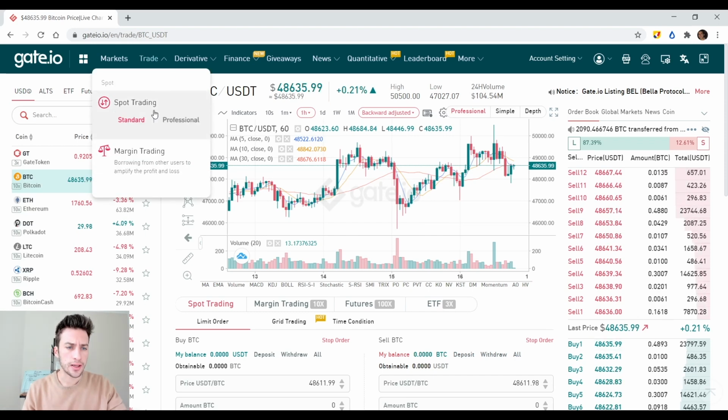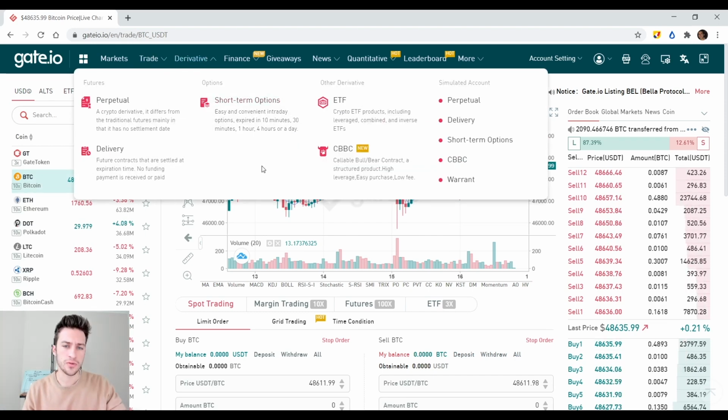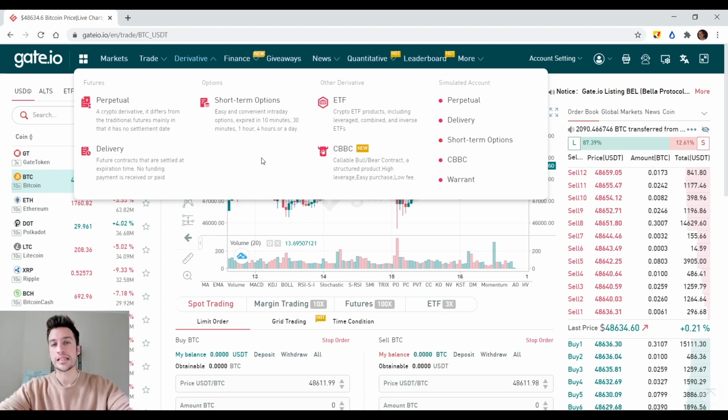So that's one. Margin trading is another. Derivative, I have so much to explain here. I'm going to try to do this in 2 or 3 minutes, but there's a lot going on. Perpetual contract is exactly the same thing as what's on really every single derivatives cryptocurrency exchange out there. Delivery contract, it has a funding rate. Delivery contract is just an expiring futures contract. That's all.